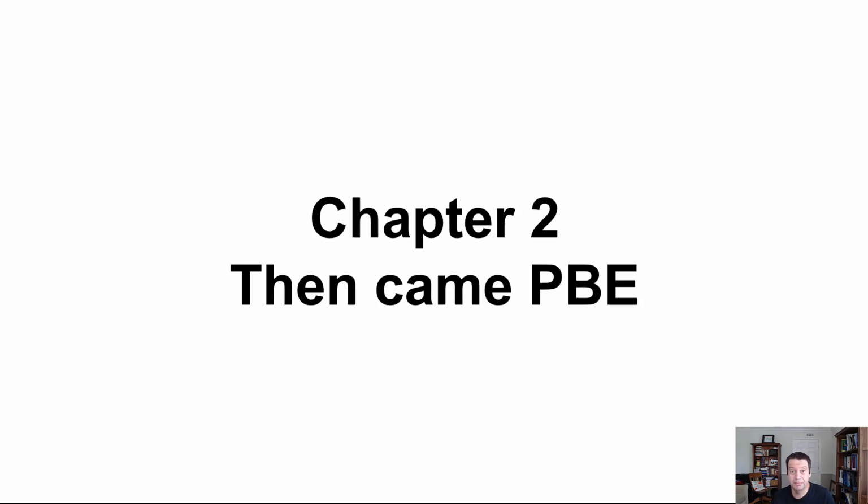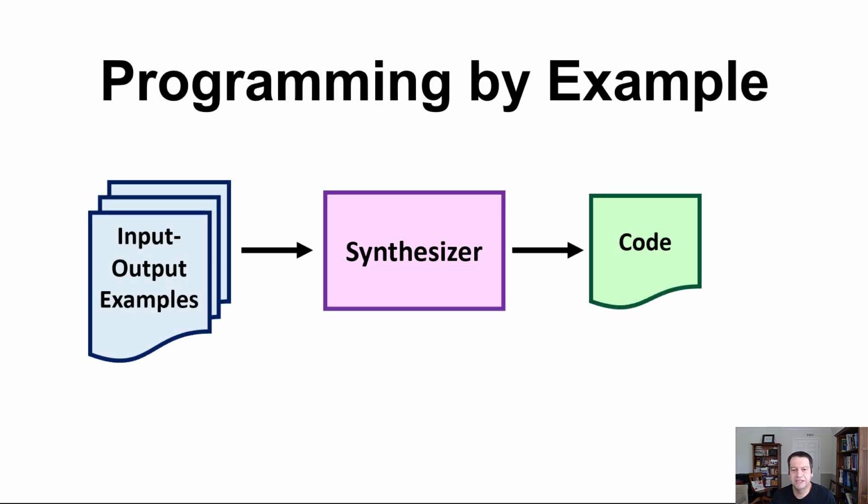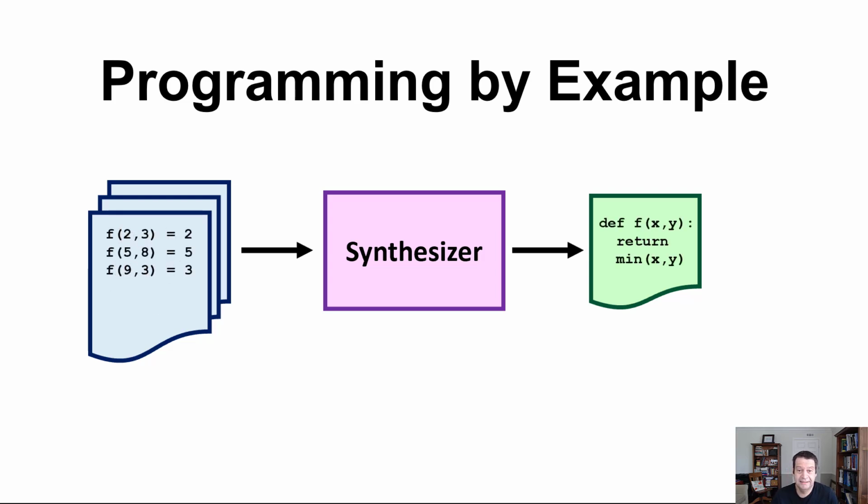Then came PBE. Programming by example is a paradigm where a programmer gives input-output examples and a synthesizer generates code from these examples. For example, you might say something like f of 2, 3 equal to 2, and f of 5, 8 equal to 5, and f of 9, 3 is equal to 3. And if you look carefully, these examples really are examples of the min function, and a synthesizer can figure this out and generate the code for you.